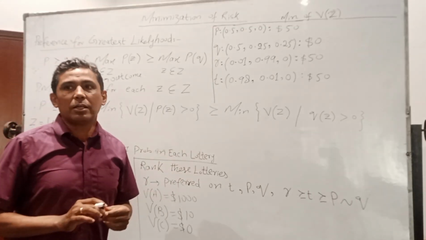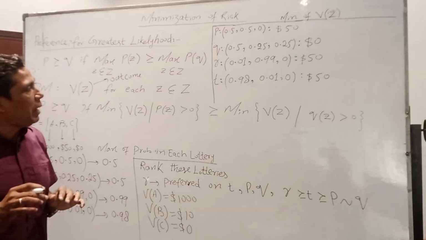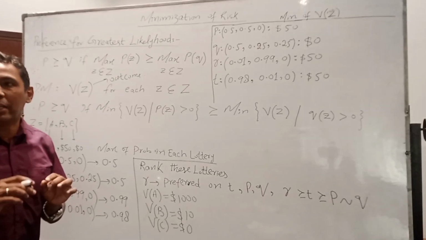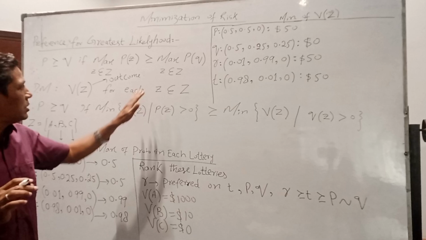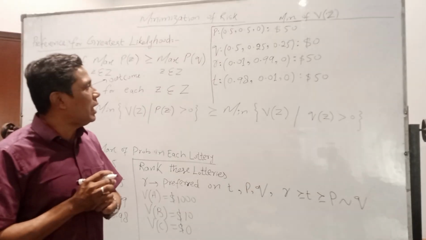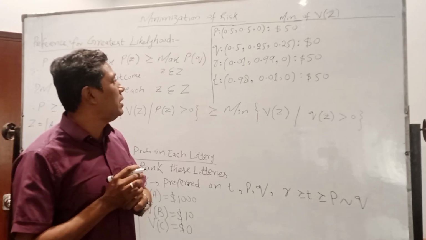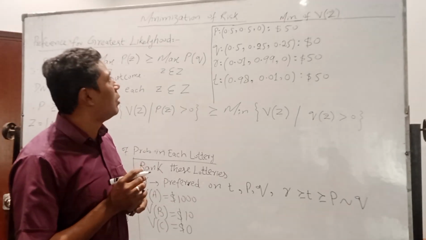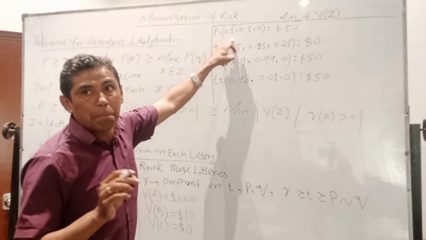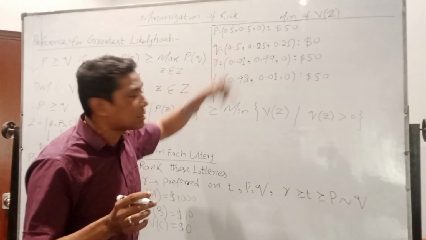Now, there is another constraint here. You have to compare the max of probabilities. Although the mins in these lotteries are equal to each other, this condition is satisfied, right? But now look at the probabilities. The min of $50 has the highest probability in the lottery R, because it is 0.99 as compared to the other ones, since the min of $50 has 0.5 probability in P and 0.98 in T. So R is more preferred as compared to these ones.